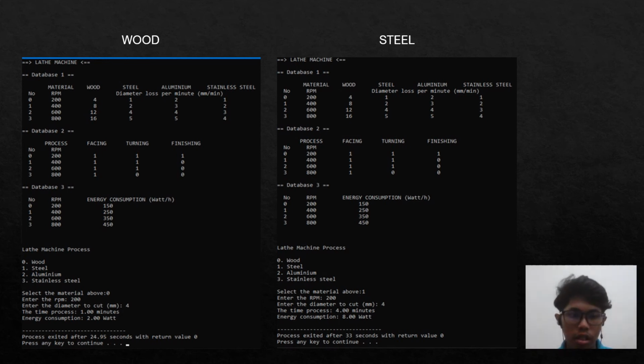The difference is at the time and energy consumption. The time process for wood only takes 1 minute, while for steel it takes 4 minutes. For energy consumption, the wood takes 2 watt, while the energy consumption for steel is equal to 8 watt.